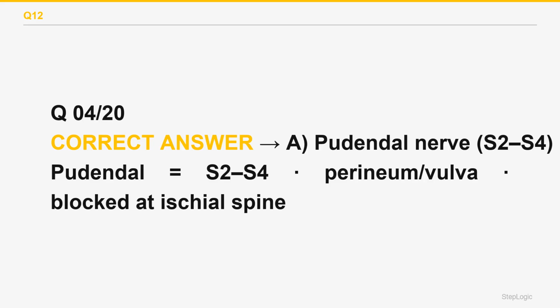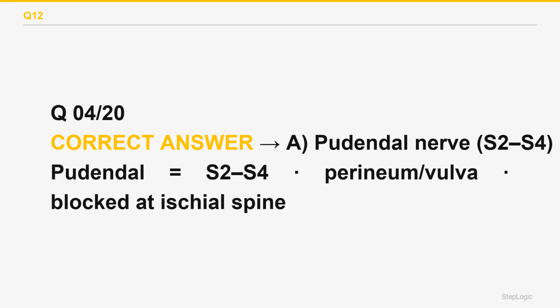The correct answer is A. The mnemonic is S2, 3, 4: keep the genitals off the floor. These are the sacral roots that supply the pudendal nerve and control the pelvic floor, continence, and erection. The ischial spine landmark is the key procedural detail.